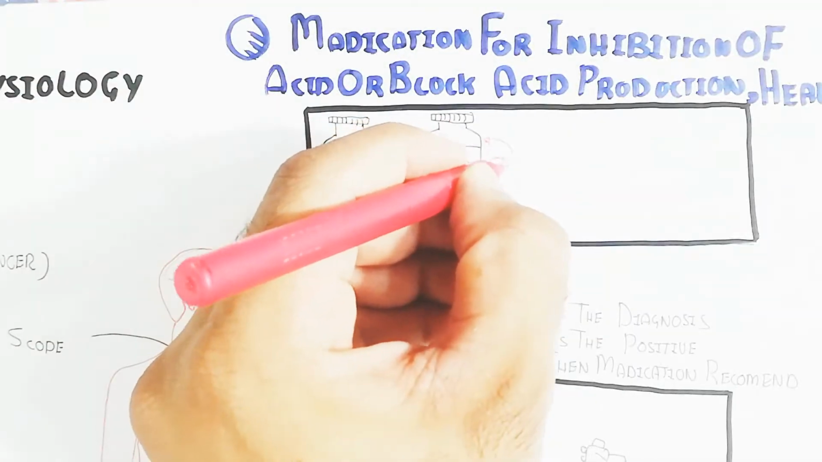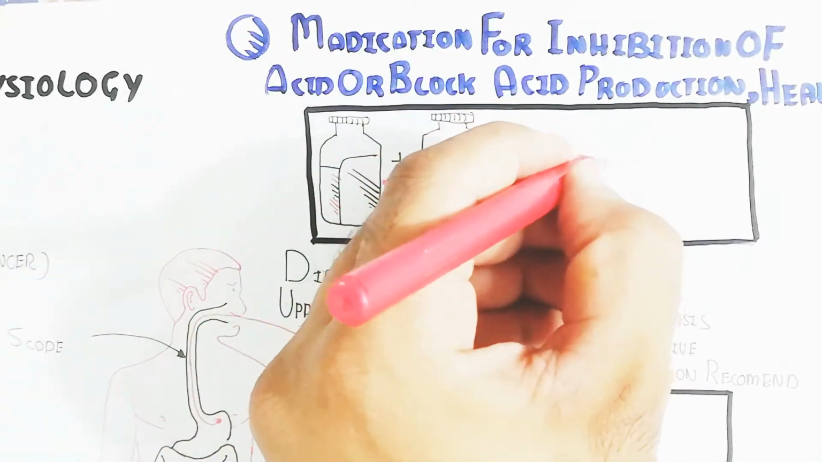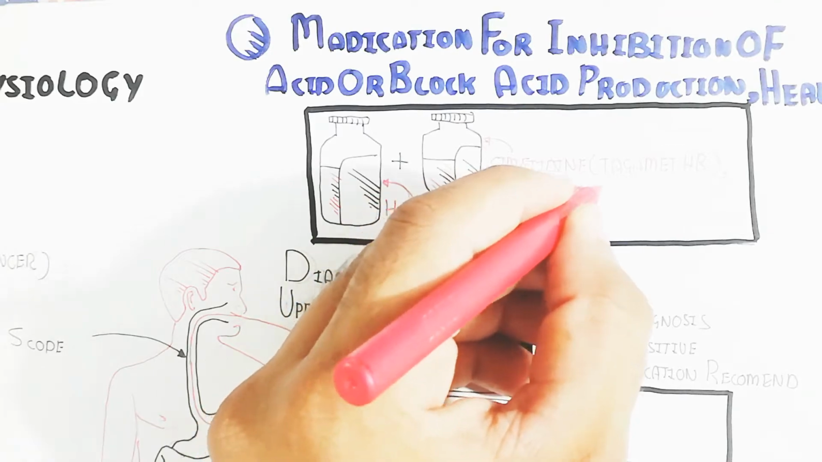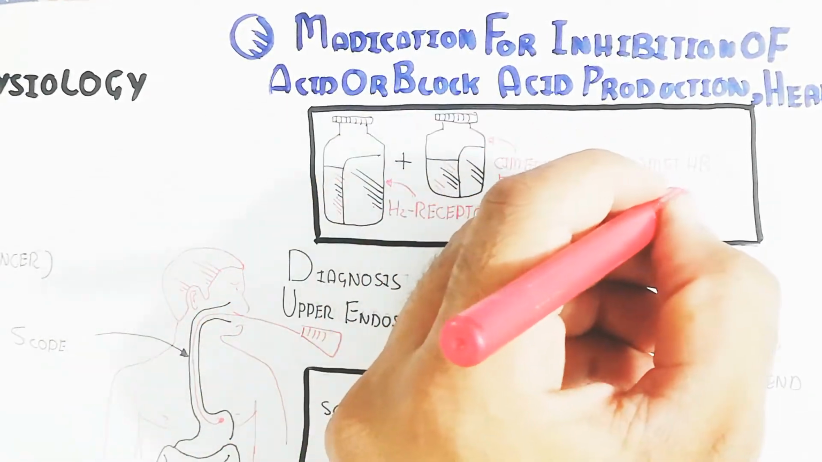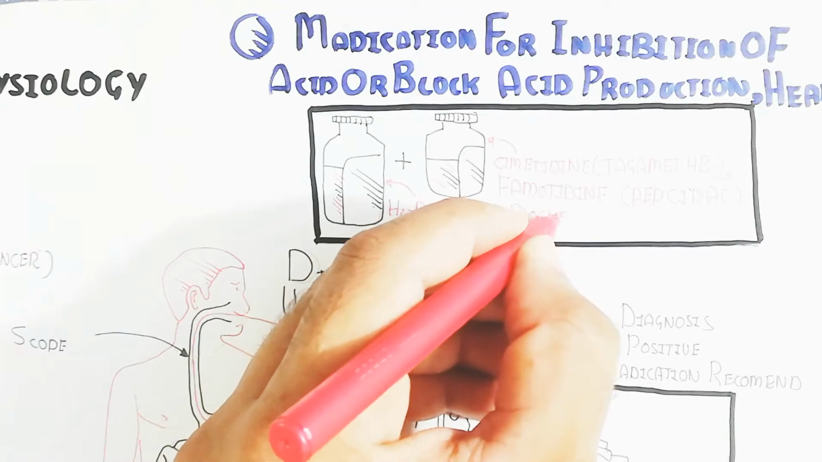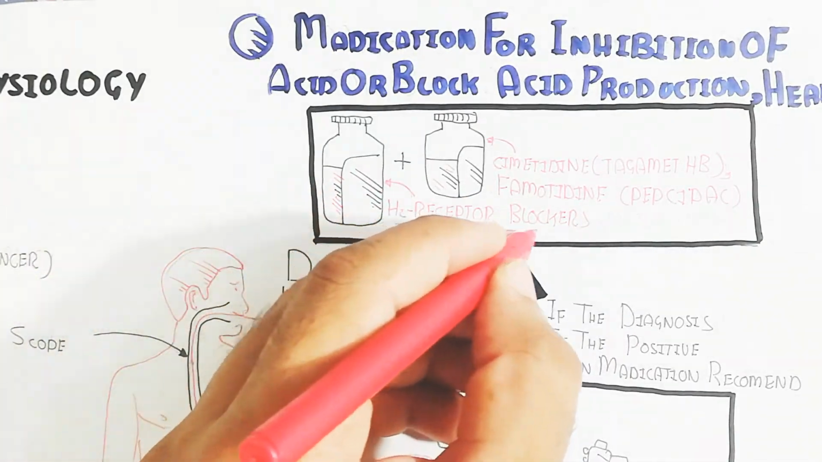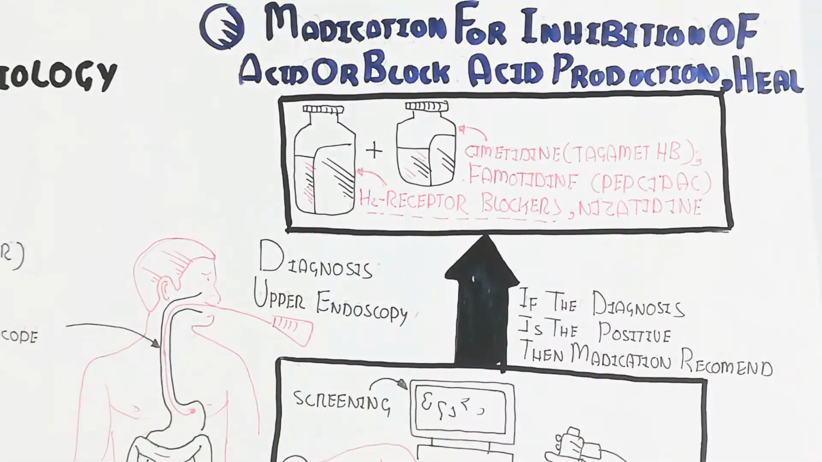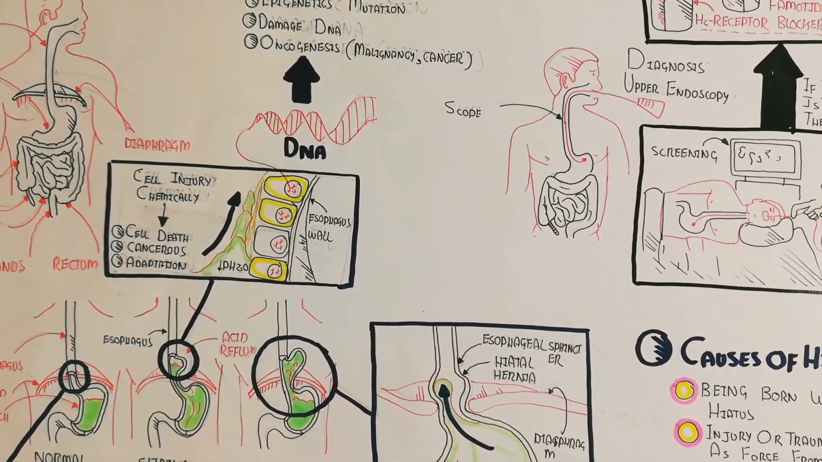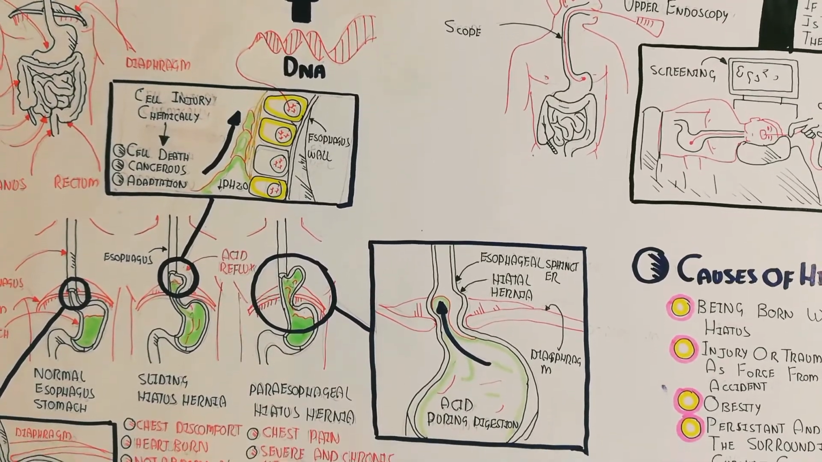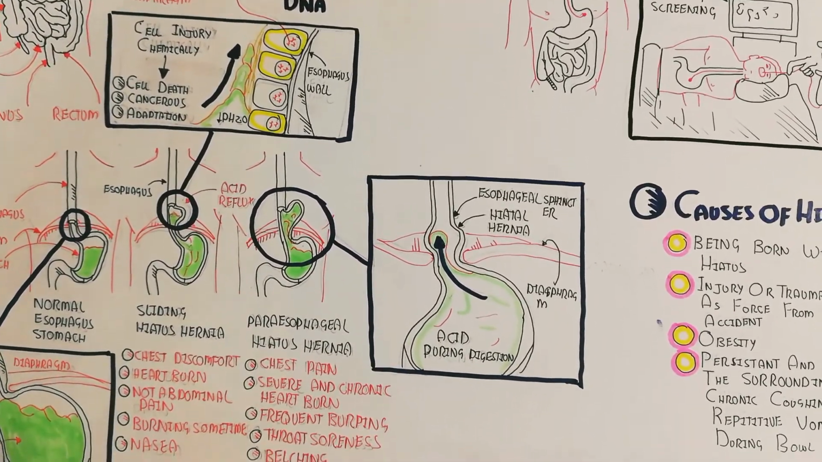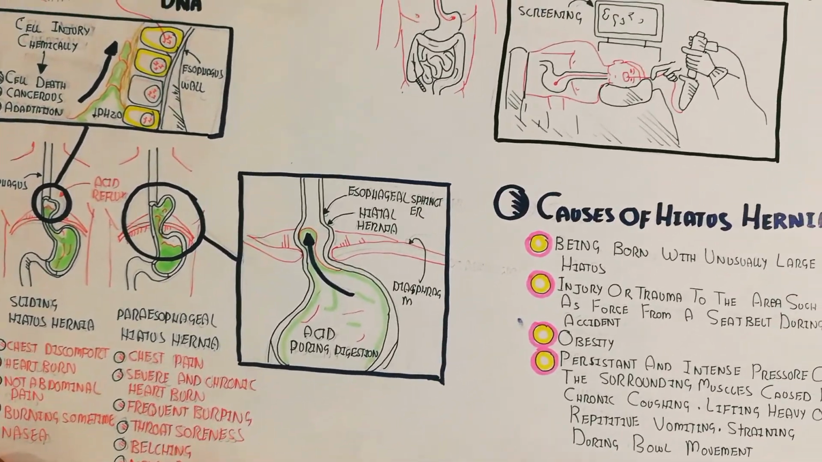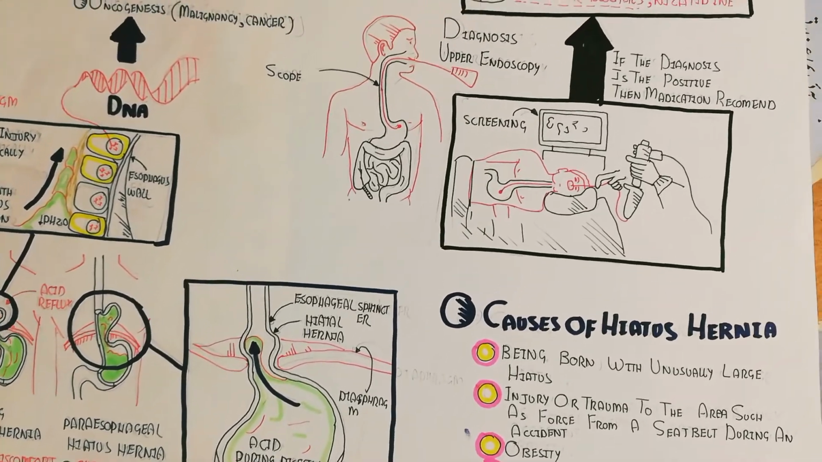But here, H2 receptor blockers can be used, such as cimetidine, Tagamet HB, famotidine, Pepsid AC, and nizatidine, which are used for this. But remember that the H2 receptor blockers block and decrease the acidity in the stomach.